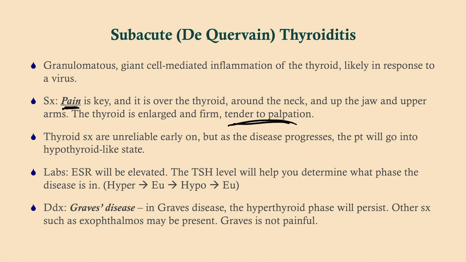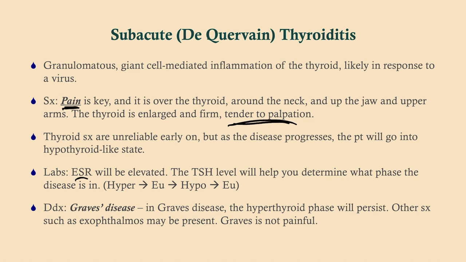The thyroid symptoms are unreliable early on, but as the disease progresses, they will go into first a hyperthyroid state, then a euthyroid state, then a hypothyroid state. Which one you catch it in depends on when the patient comes in, okay? Now on labs, if you get an ESR, it'll be elevated because this is inflammatory, and the TSH level will help you determine what phase the disease is in.